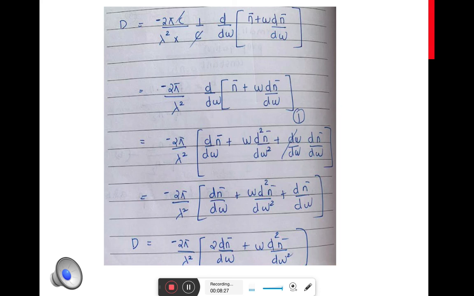Now doing further mathematical simplification, we get D is equal to minus 2 pi by lambda square into 2 dn bar by d omega plus omega into d square n bar by d omega square.